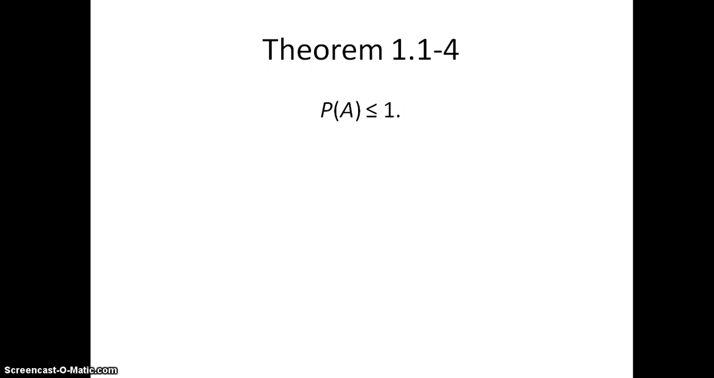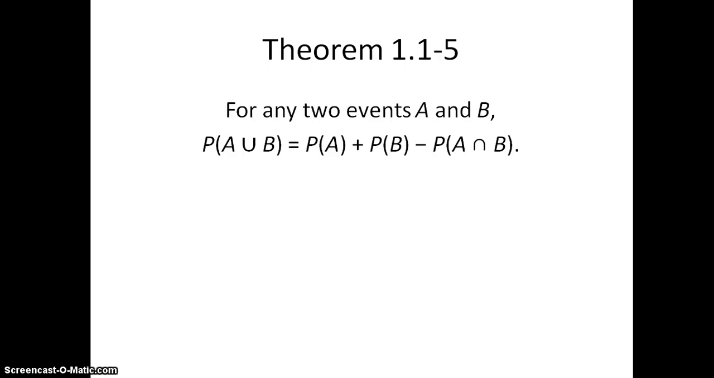And this makes sense because the probability of the sample space has to be equal to 1, and any event A has to be a subset of the sample space, so it has to be less than or equal to 1. Theorem 1.1.5 tells us that if we have any two events A and B, if we want to find the probability of the union of A and B, then we take the probability of A plus the probability of B, and we subtract the probability of their intersection.